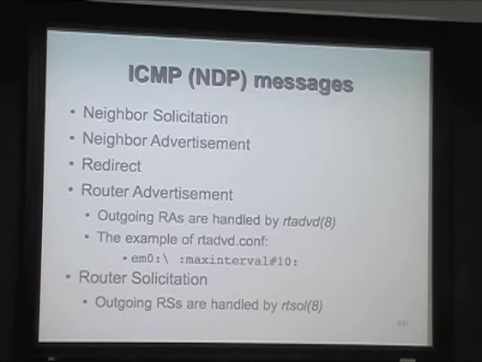I wrote on the slide an example of a router advertisement daemon configuration file. So if we want, for example, to set up the router to send router advertisements on the em0 interface, every 10 seconds, then we just have to write something like this. And the configuration file for the router solicitation daemon is similar. I mentioned this difference between these messages because I'm going to talk about it later when talking about my implementation.